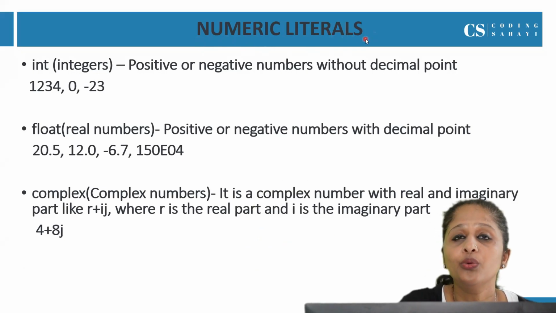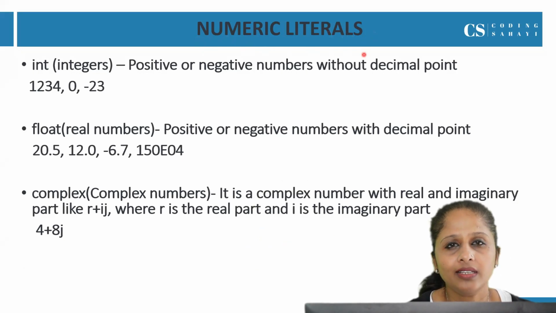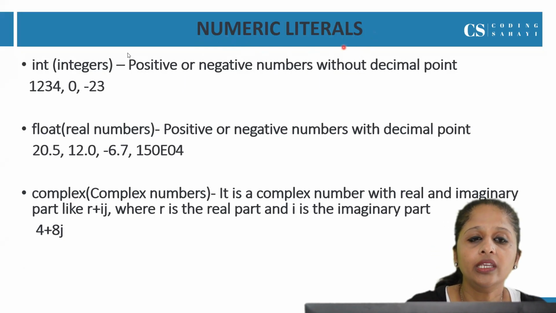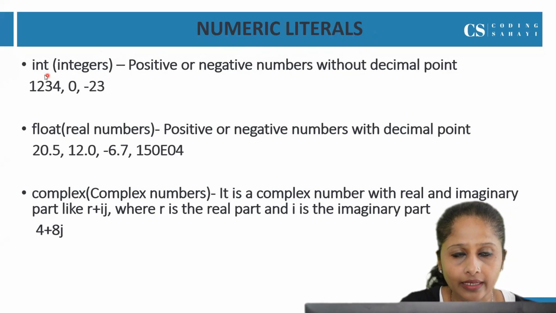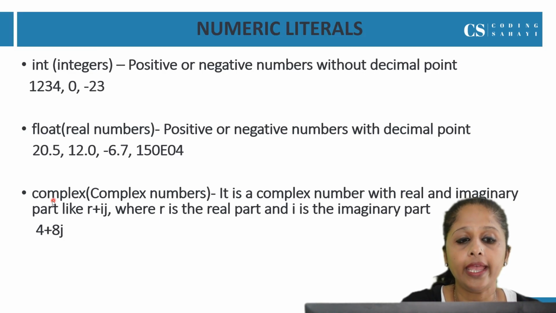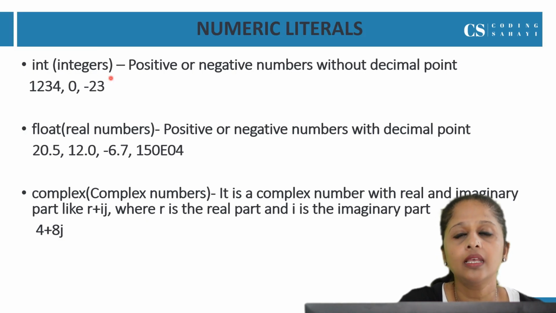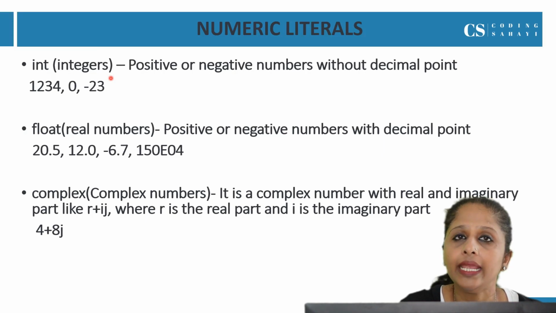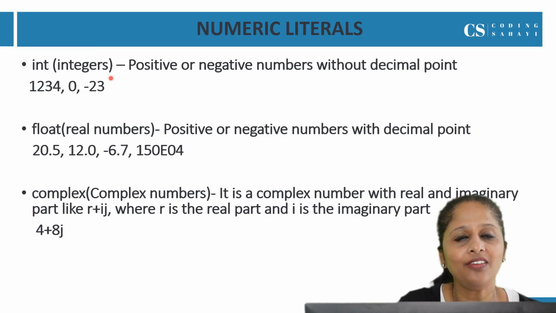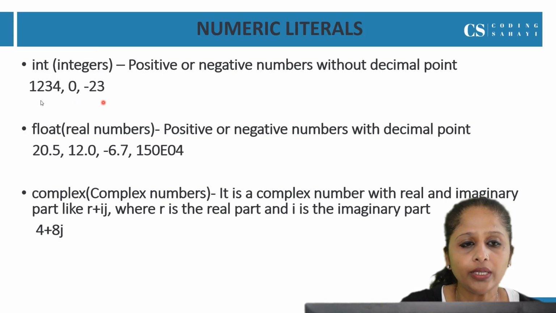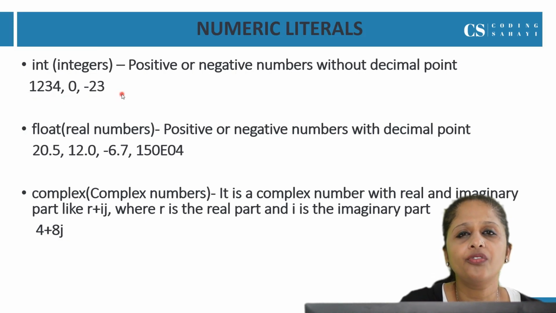So next we have numeric literals. Numeric literals means numbers. Here we have 3 types of numeric literals: int, float and complex. Int means integers, that is any positive or negative numbers without a decimal point. There should not be any fractional value like 20.5. So any positive or negative integers without a decimal point. You can see examples here like 1, 2, 3, 4, 0, minus 23, minus 58.